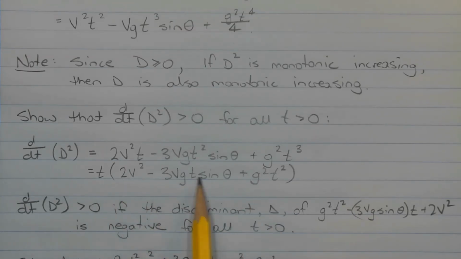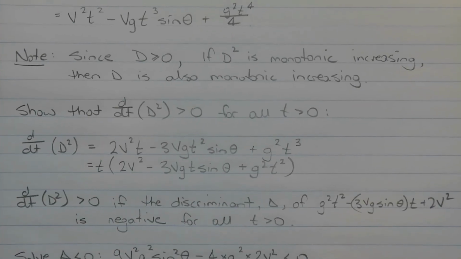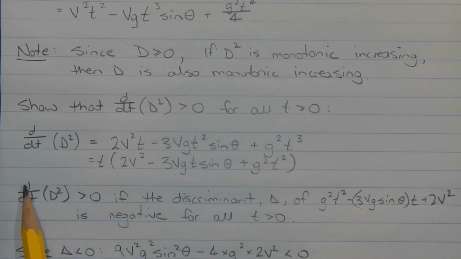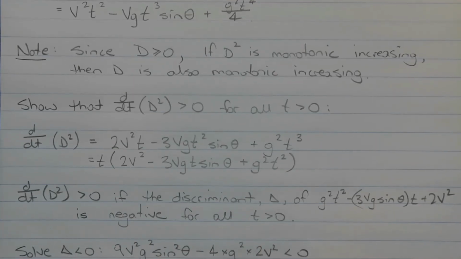If we were to graph this quadratic expression, it would be a concave up parabola, but we want the parabola to be totally above the x-axis or the horizontal axis. And that happens when the discriminant delta is negative. So d dt of d squared is greater than 0 if the discriminant delta of g squared t squared minus 3vg sin theta, in brackets, times t plus 2v squared is negative for all values of t greater than 0.